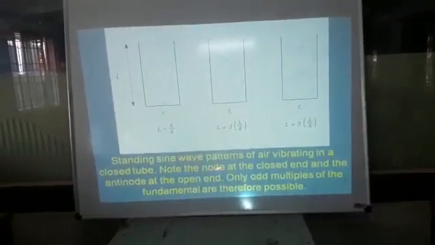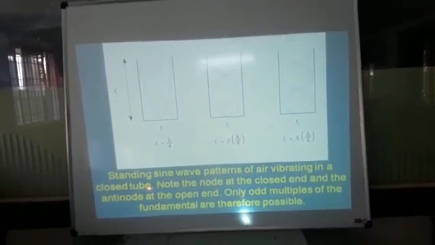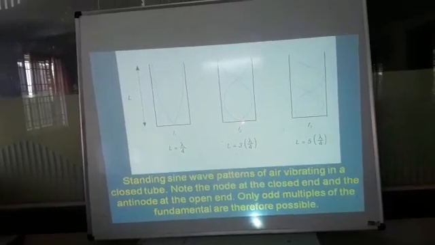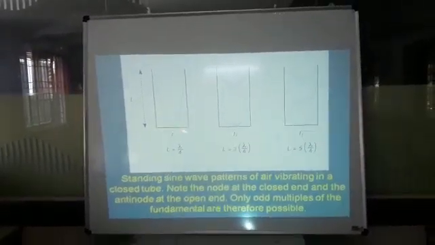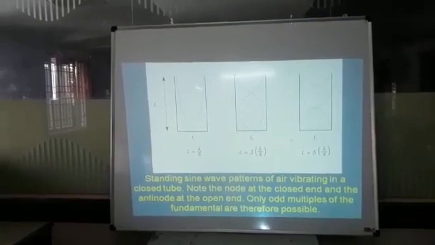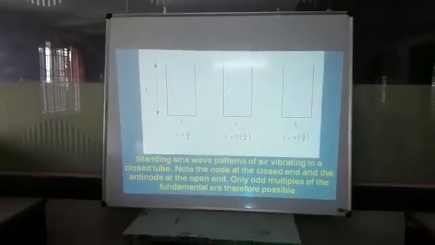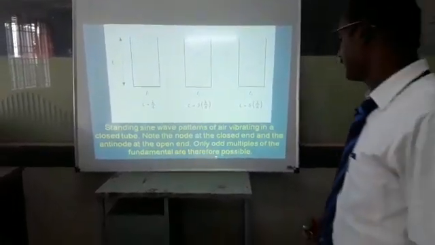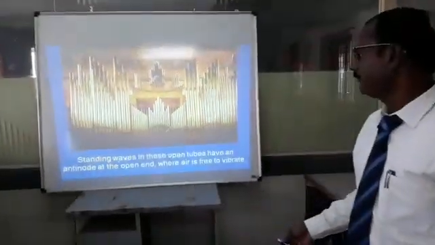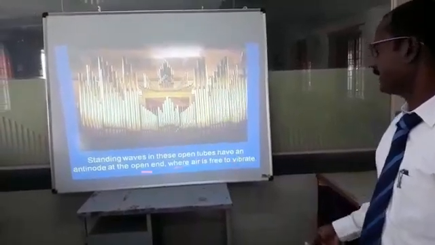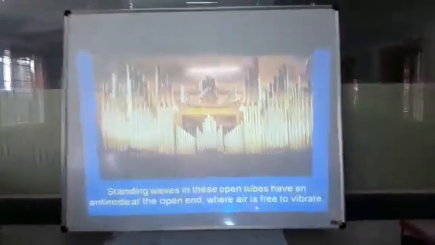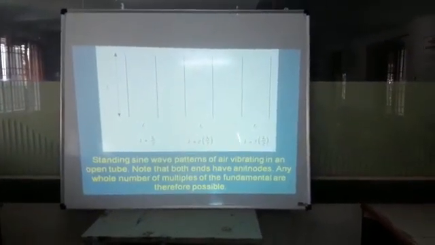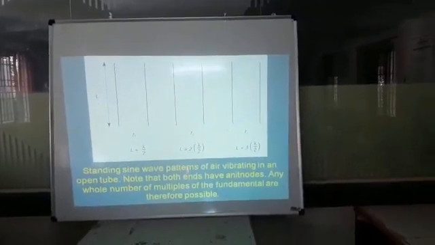These are the standing sine wave patterns of air vibrating in a closed tube. Note that the important point is the node at the closed end of each diagram, and the antinode at the open end. Only odd multiples of the fundamental are therefore possible. Standing waves in an open tube have an antinode at the open end where air is free to vibrate. These are the pictures of the node and antinode sine waves.